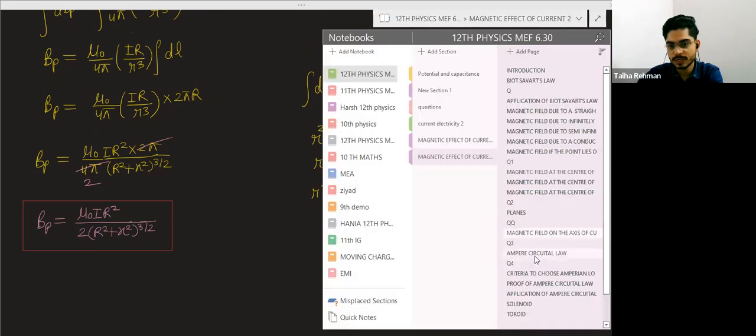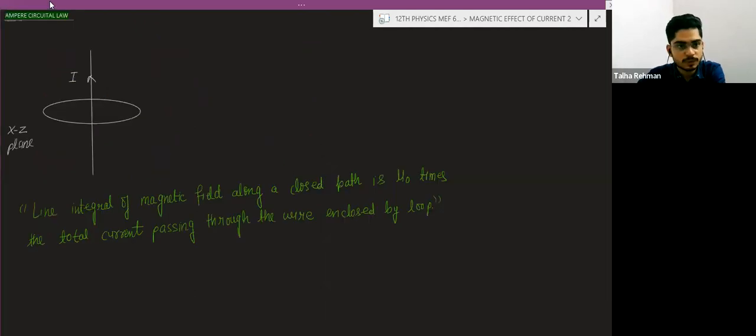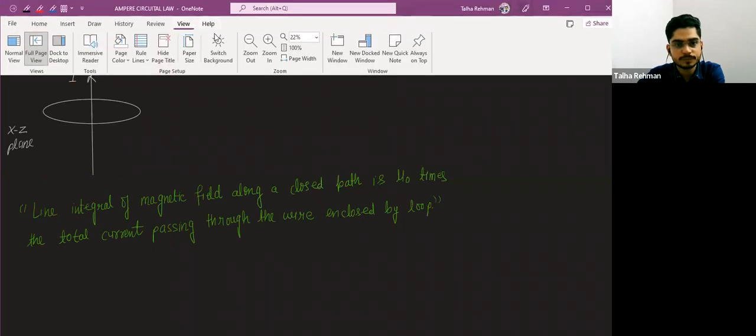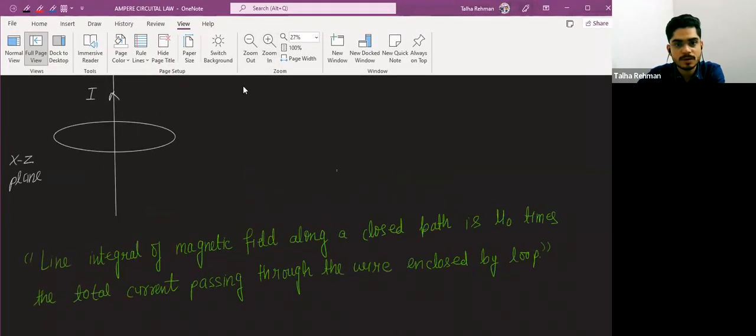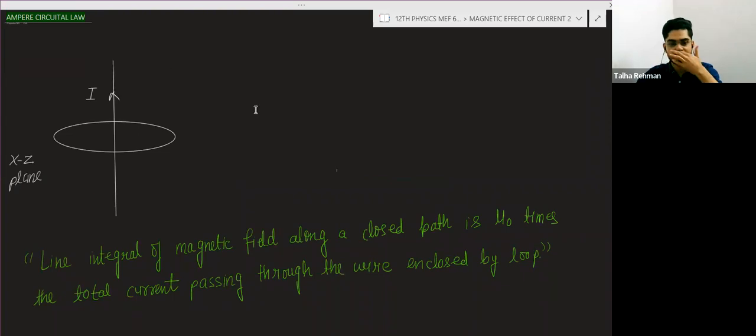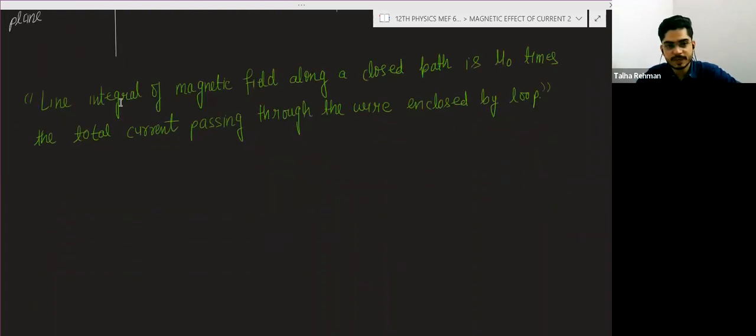So we will start this Ampere's law. In Ampere's circuital law, you can see here the statement: the line integral of magnetic field along a closed path is mu naught times the total current passing through the wire enclosed by the loop.